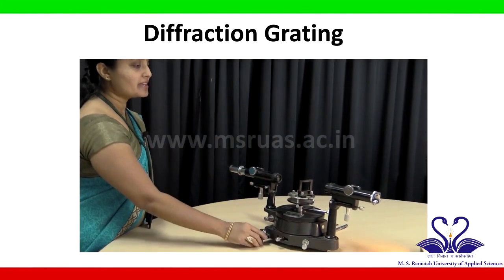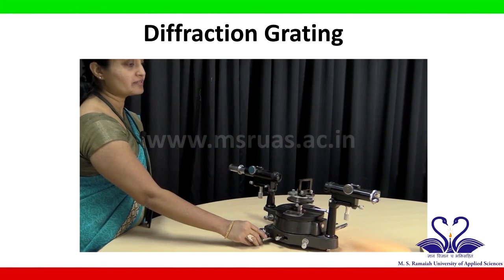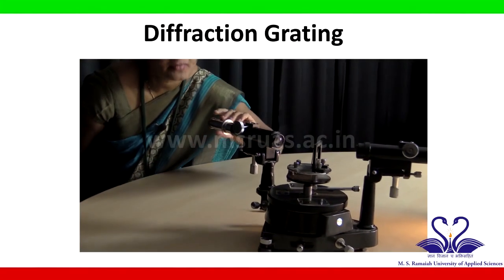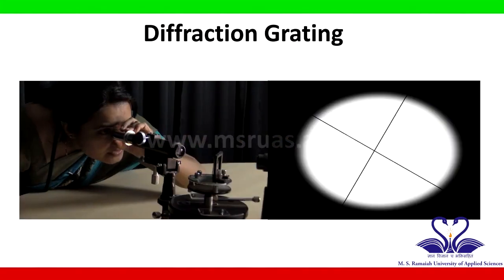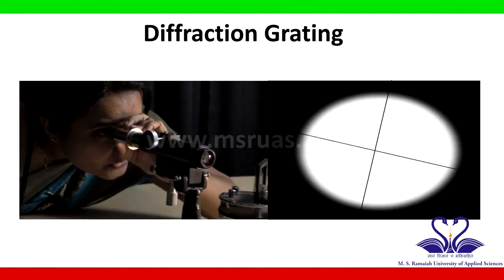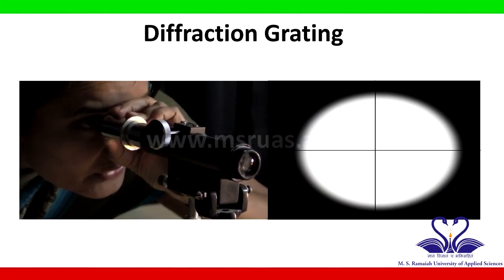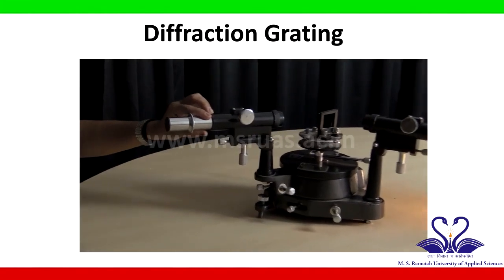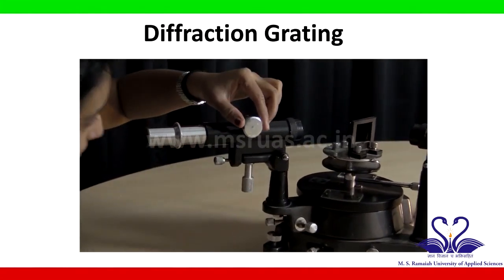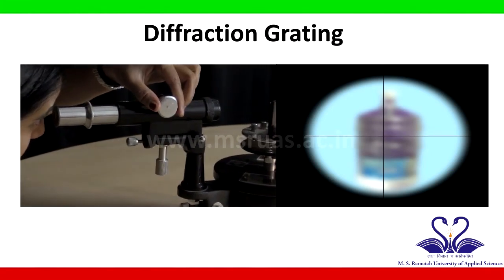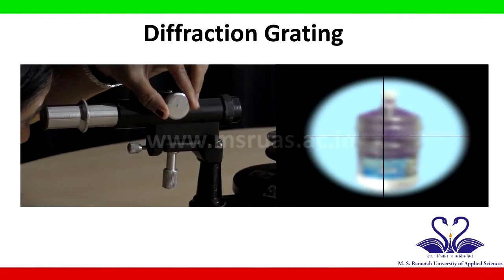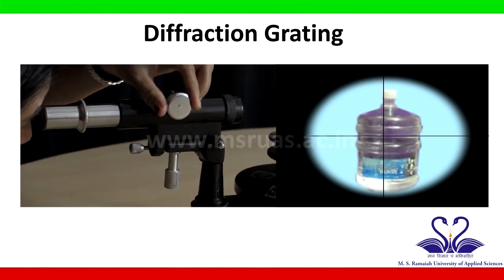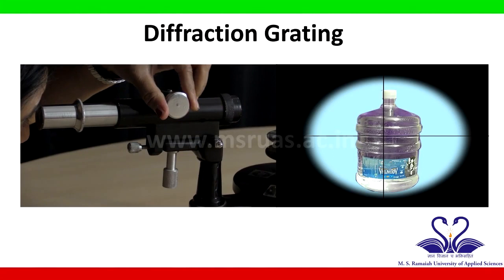First, we have to do the initial adjustments of the spectrometer. First, focus the telescope towards the white wall. Work on the eyepiece so that the cross wires are seen clearly in the field of view. Next, focus the telescope on any distant object. Looking through the eyepiece, work on the tangential screw of the telescope till the image of the distant object is seen clearly in the field of view.